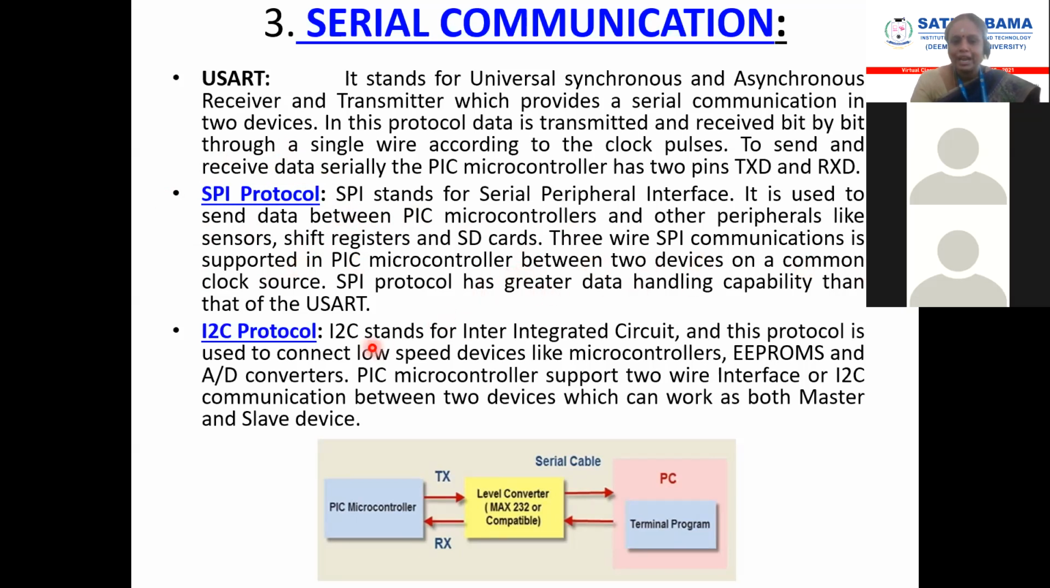Mainly, the SPI protocol has greater data capability compared to USART. We all know USART works on a baud rate; the maximum we have seen is 9600 baud, meaning bits per second will be transmitted. But the SPI protocol has greater data capability than USART. That is the main advantage in the PIC microcontroller rather than the 8051. It's one of the big advantages.